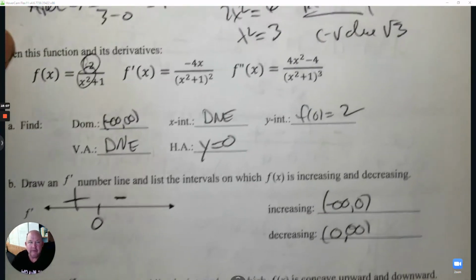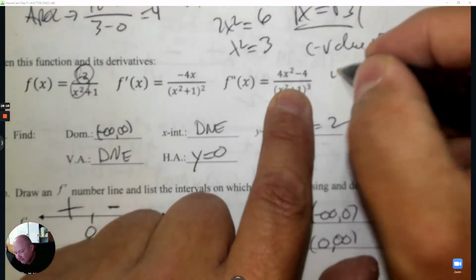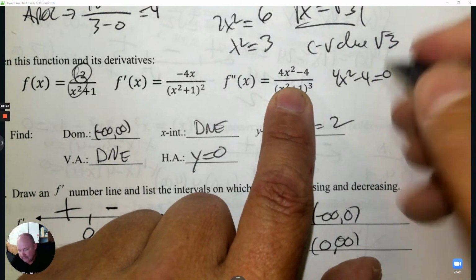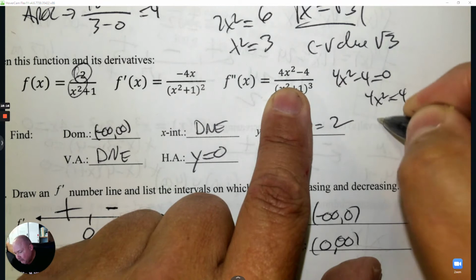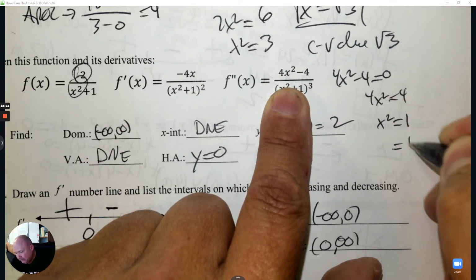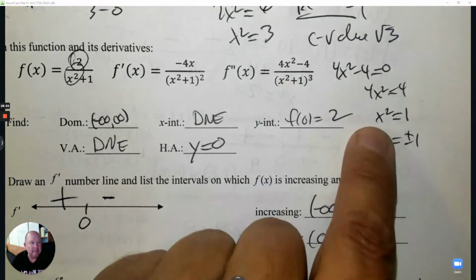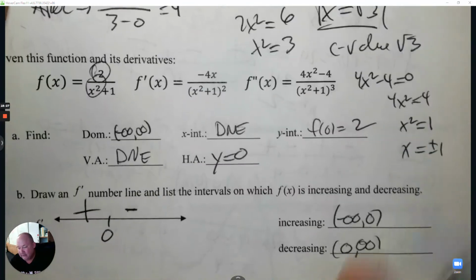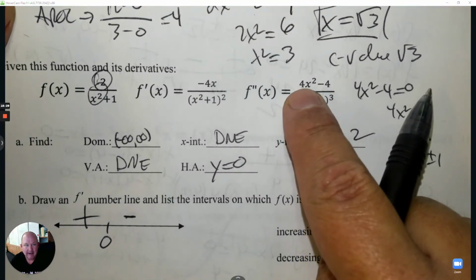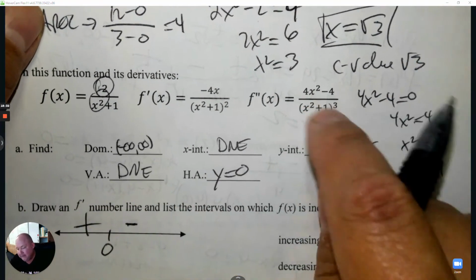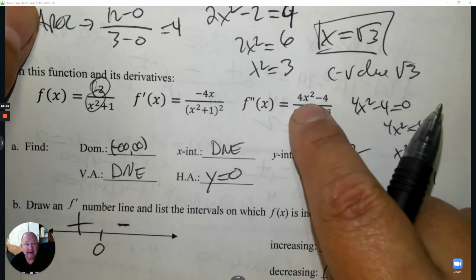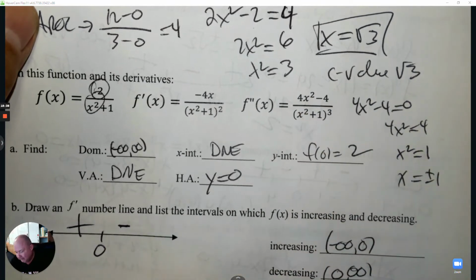For the second derivative, I need to look here. This takes us a little bit of work. We need to take the numerator equal to 0 and solve it. You could add 4. You can divide by 4, square root it, and I get 2 answers, positive and negative 1. So we need to go here, negative 1 and positive 1. And then into the second derivative, if I plug in like negative 5, the answer is going to be positive. If I plug in 0, the answer is going to be negative. And if I plug in like 5 or 6 or 7, we're going to get a positive answer.